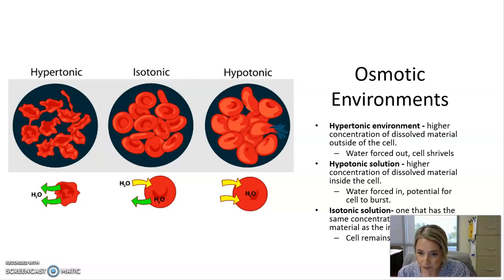So in an isotonic environment, we are already at a state of equilibrium. In an isotonic environment, there is an equal amount of solutes on the inside and outside of the cell, which means there's no net movement of water, and the cell remains completely unchanged. So in an isotonic environment, there's no change to the cell.